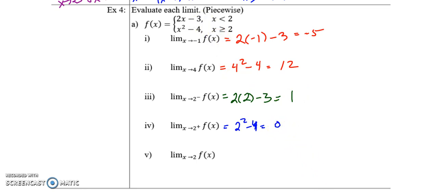Now, what about the limits? What happens then? If the left and right side are different, we don't have a limit at 2. It does not exist. Okay, so let's take a look at some of the other ones.